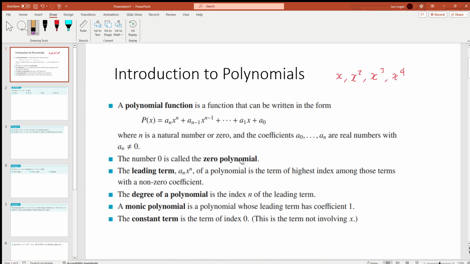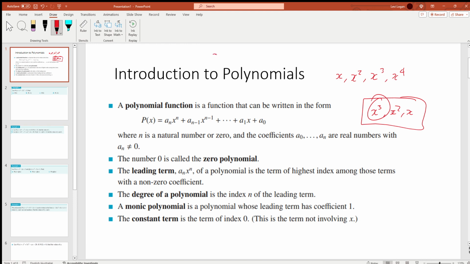I don't know why we need that. That's kind of useless. The leading term x^n of the polynomial is the term with the highest index among the terms of the non-zero coefficient. That's saying if you have x cubed, x squared, and just x in your polynomial, your highest one is x cubed. So you start with that. That's the more dominant term of the polynomial, and that's the degree you determine it as.